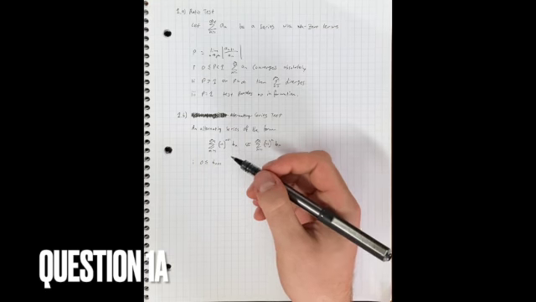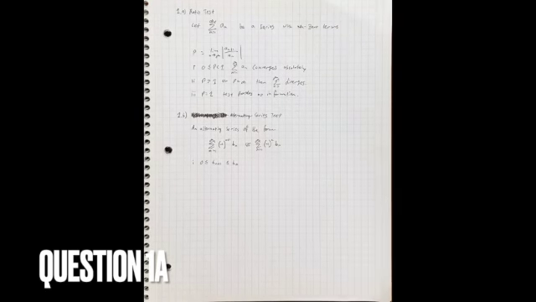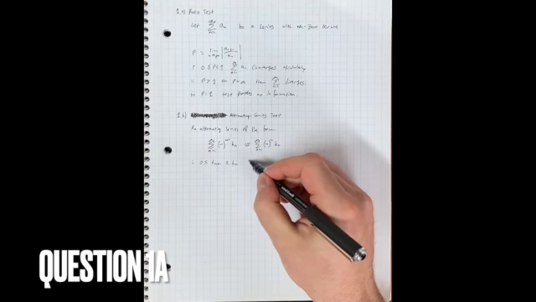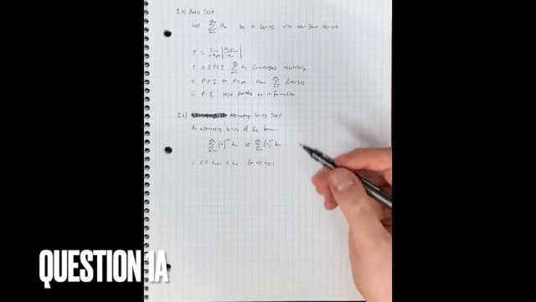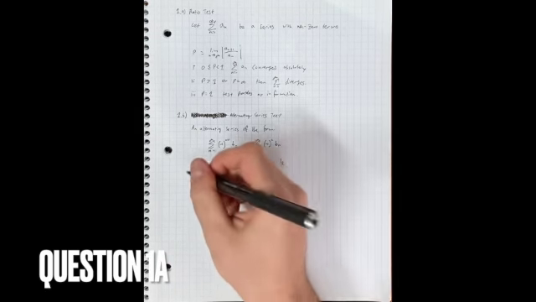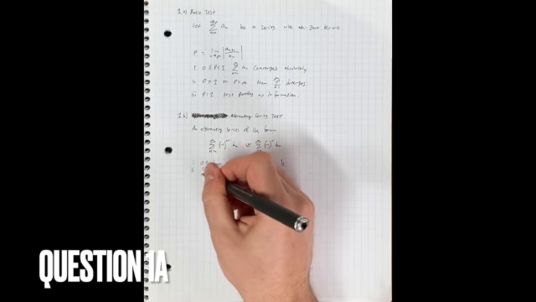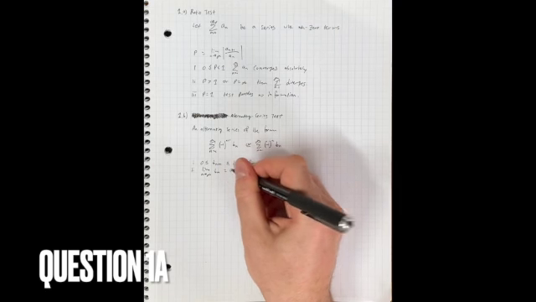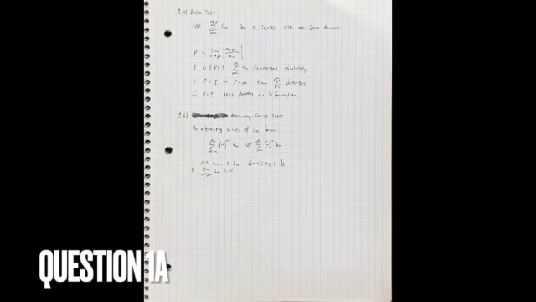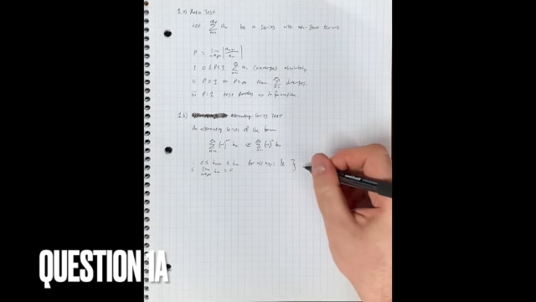If a_(n+1) is larger than or equal to 0 and smaller than or equal to b_n for all n greater than or equal to 1, and the limit as n goes to infinity of b_n equals 0, then we know that the series above converges.